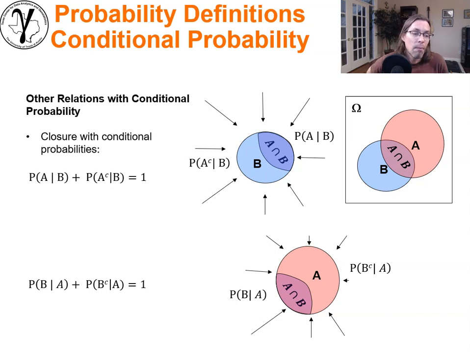Okay, so closure with conditional probabilities. It turns out we have the same closure rules, but in this case, we've shrunk our universe, so it's a little bit different. So the probability of A given B plus the probability of not A given B is also going to be equal to 1. Now you see how this closure is working.